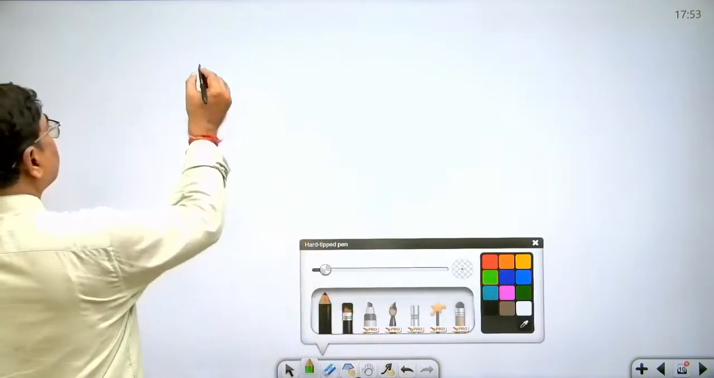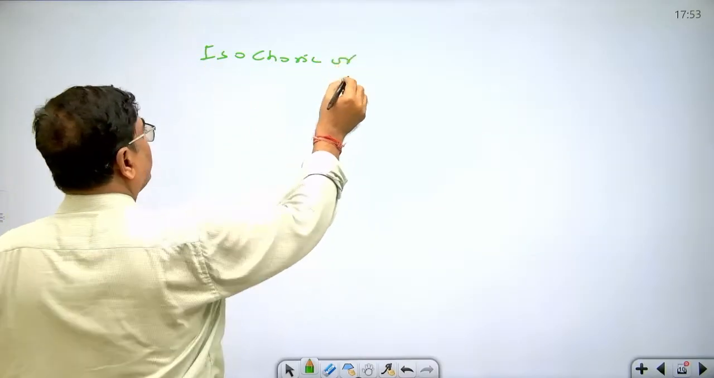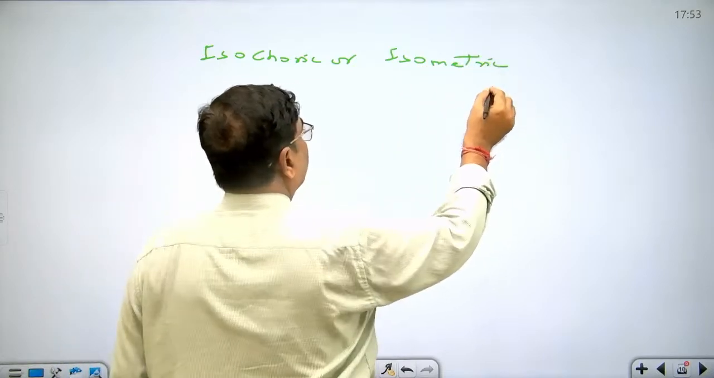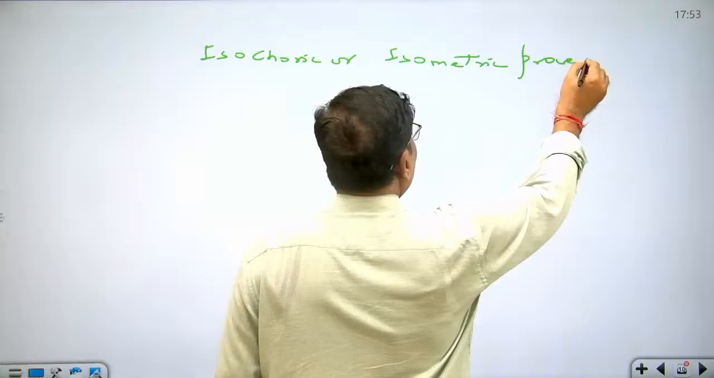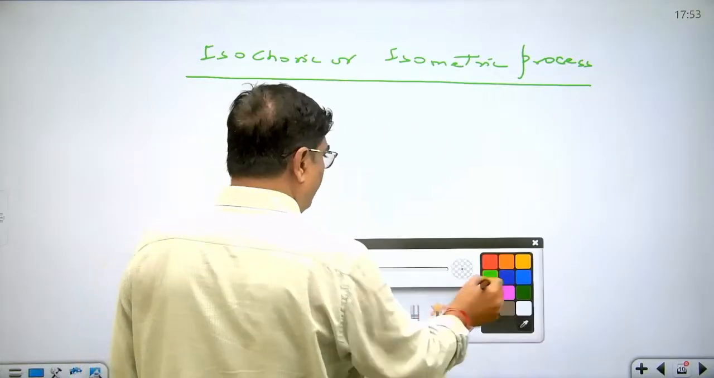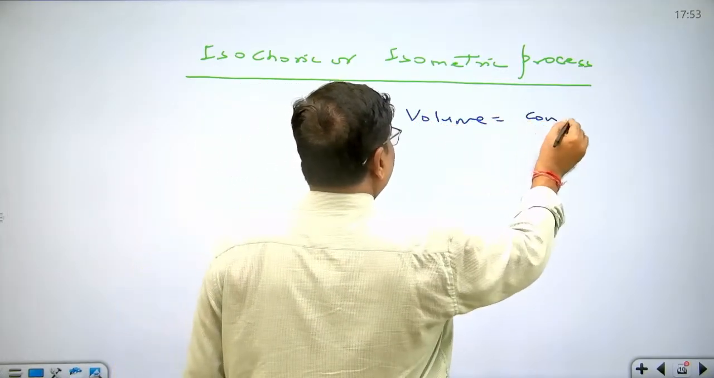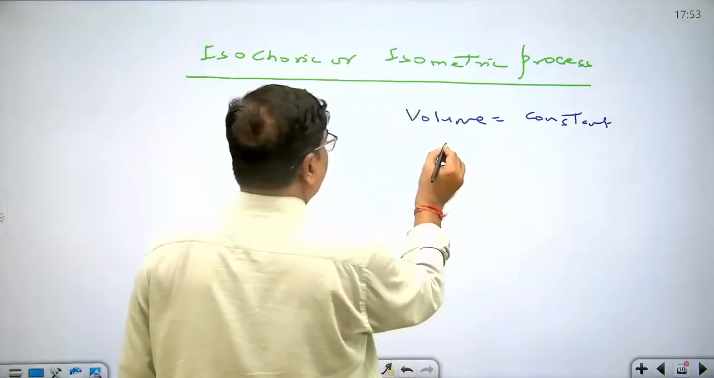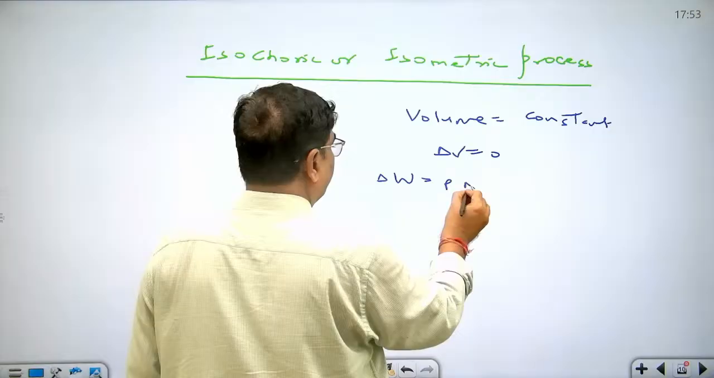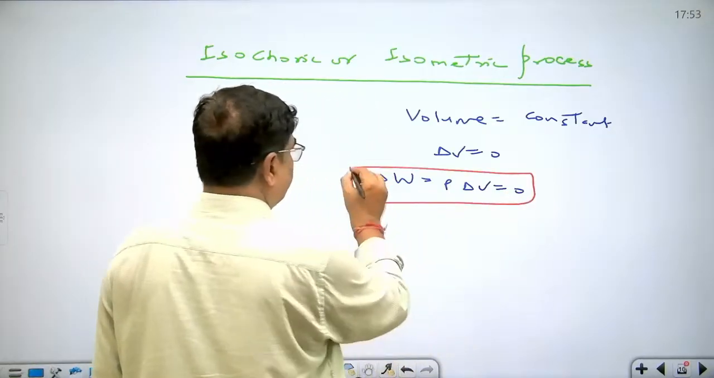Now let's talk about the isochoric process. Isochoric or isometric process is a process in which the volume of the gas remains constant. If volume is constant, it means change in volume is zero, means work done is zero. Dear student, in an isochoric process, work done by gas is zero, okay?